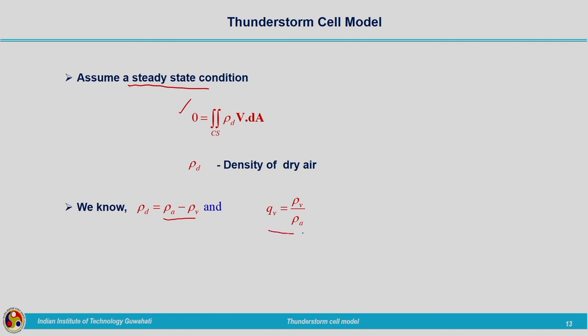Specific humidity is rho v divided by rho a. So, here rho v is qv multiplied by rho a, that we will substitute in the expression for the density of dry air rho d. So, rho d can be written as rho a minus, for rho v we are substituting qv rho a, and rho a can be taken out. So, rho d is nothing but rho a multiplied by 1 minus qv. The density of dry air we have written in terms of the density of moist air and the specific humidity.